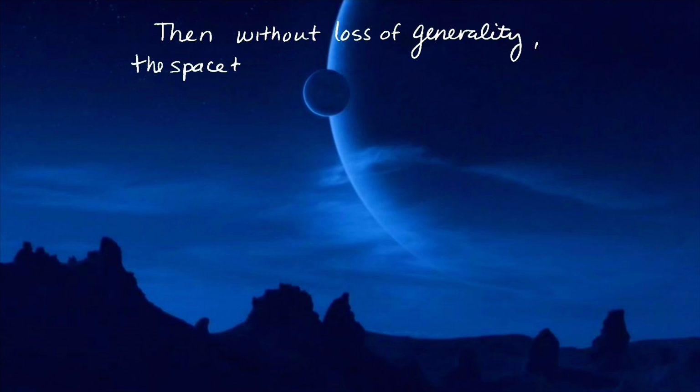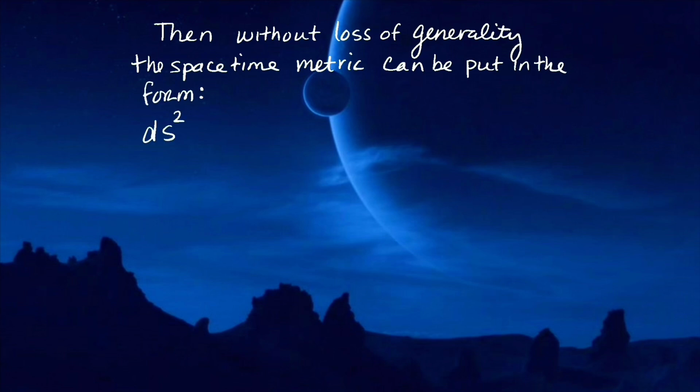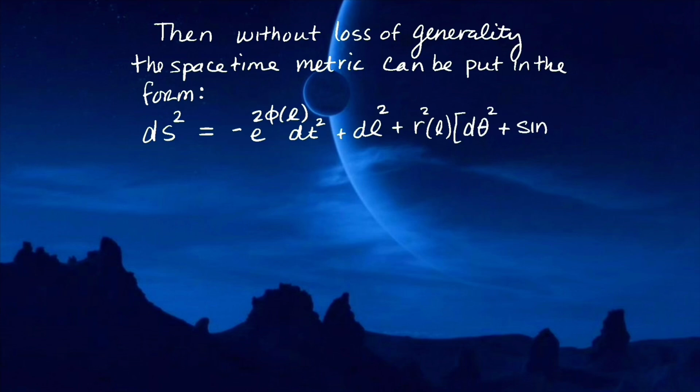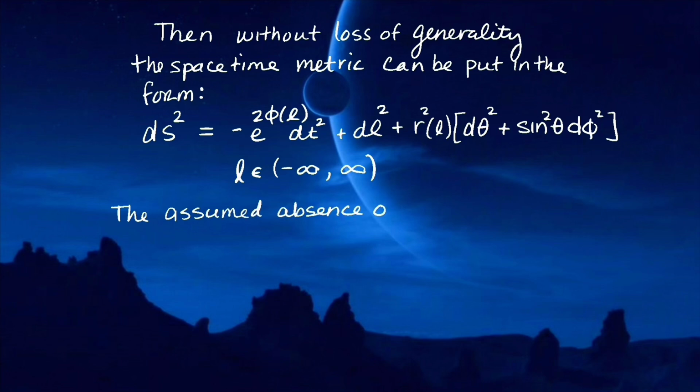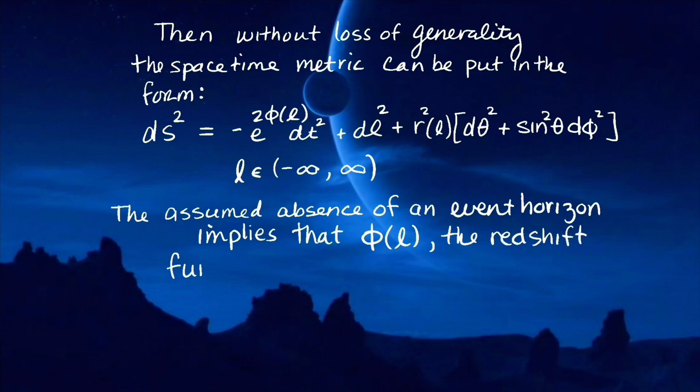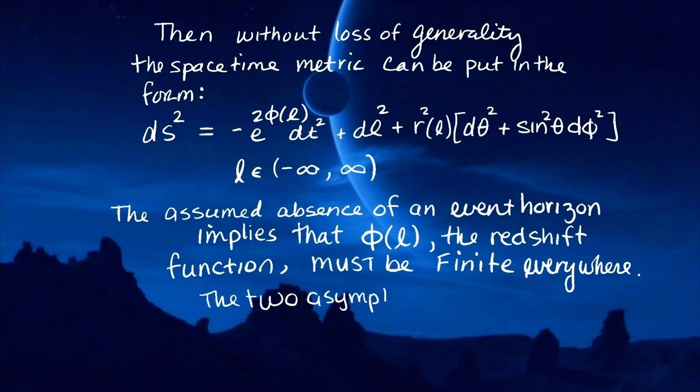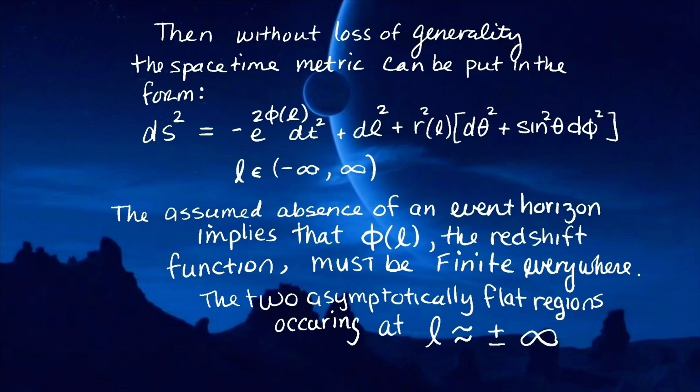Then, without loss of generality, the spacetime metric can be put in the following form. ds squared is equal to negative e raised to the 2 phi of L dt squared plus dL squared plus r squared multiplied by d theta squared plus sine squared theta d phi squared, and L taking on all real values. The assumed absence of an event horizon implies that phi of L, the redshift function, must be finite everywhere, the two asymptotically flat regions occurring as L goes to plus or minus infinity.